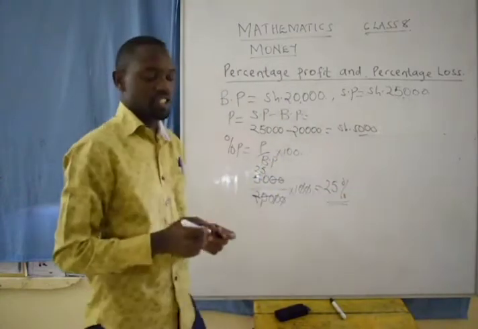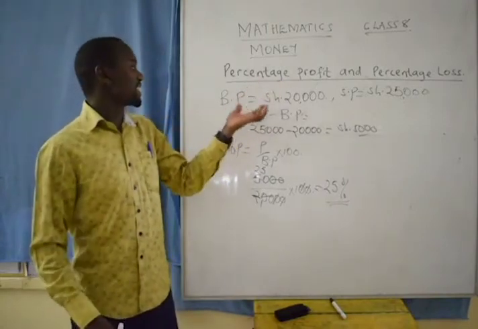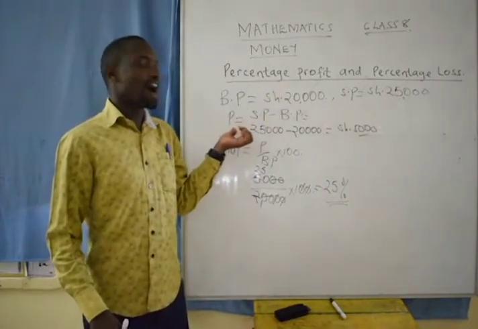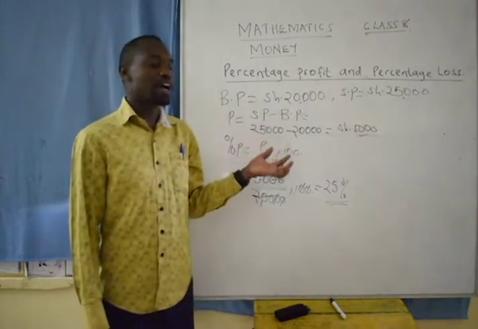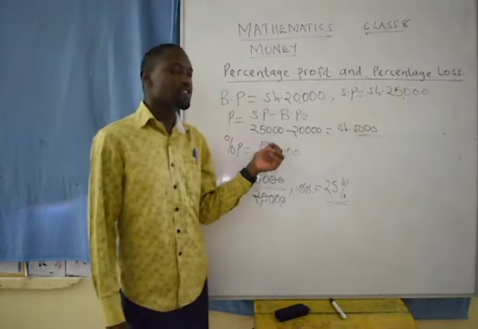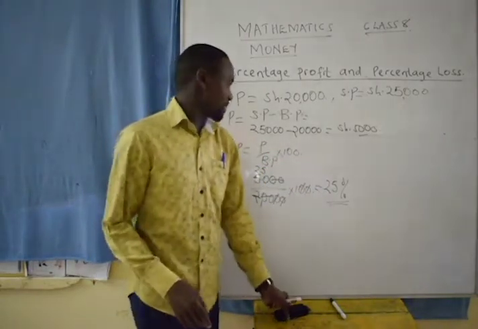That is the percentage profit. So to get percentage profit, first get the profit. After getting the profit, calculate the percentage profit using the formula. Percentage profit is equal to profit over the buying price times 100. And that is how you get the percentage profit.